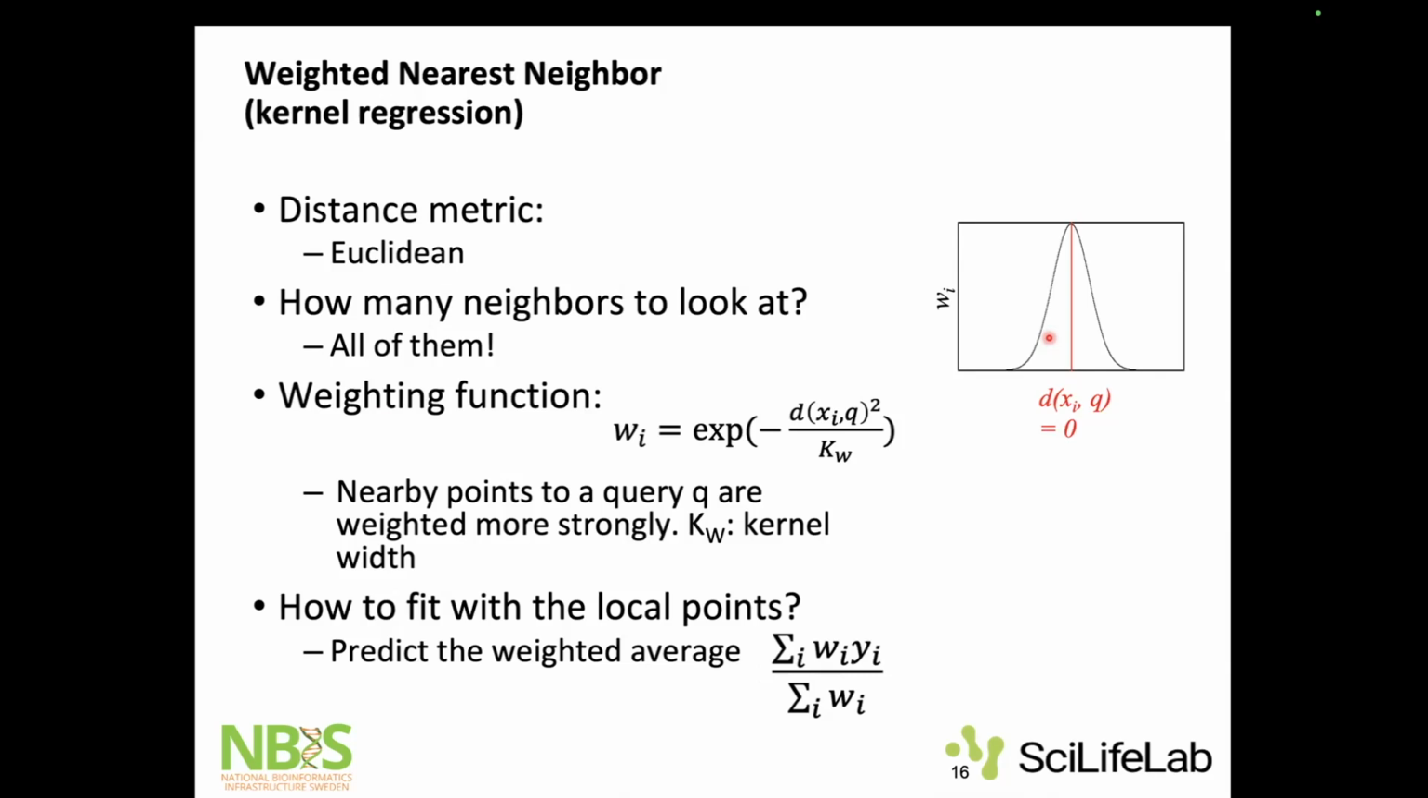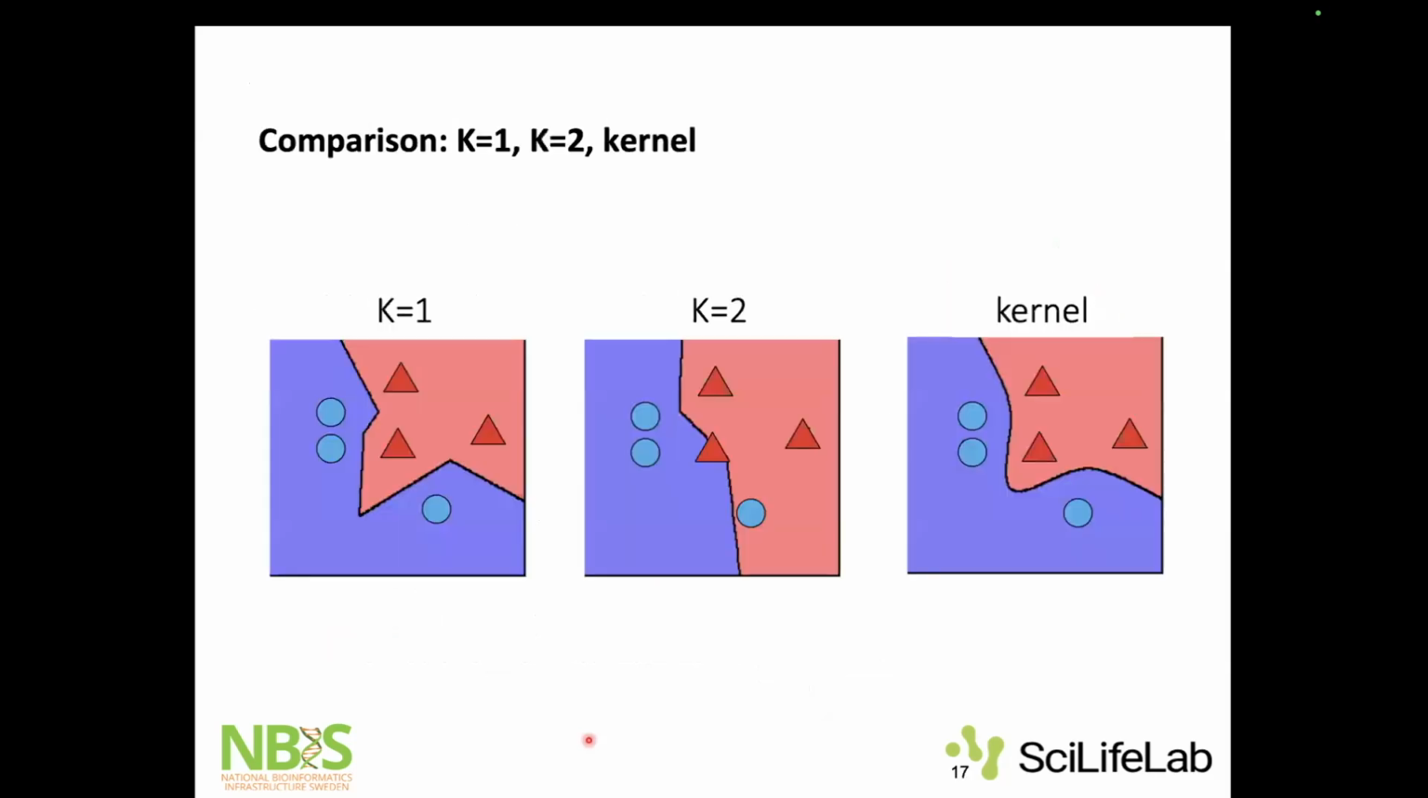But we have a weighting function that gives the points closest to the data point we want to classify the highest weight, and those further away the lowest weight. It's based on a Gaussian kernel, for example. So it's the distance: the closer they are, the higher the weight, and the further away, the lower the weight. And to decide which label we want to get, we also take a weighted average.